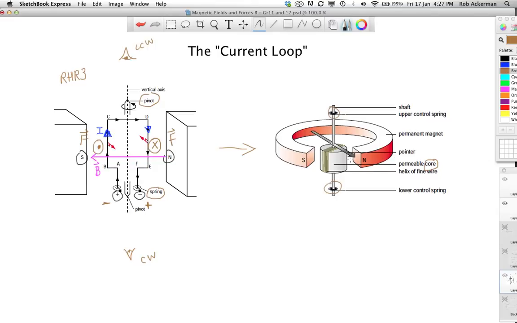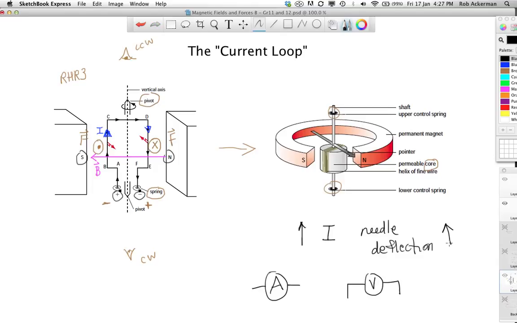The needle, the pointer, can be set so that it points in a certain position depending on how much current there is. In other words, you've got a device where as you increase the current, the needle deflection also increases. You know what you've got? You've got the basis for an ammeter, like we've used in class, which have those needles that point to a certain position based on the amount of current, or the idea of a voltmeter, symbol is like this, which also works on a similar principle.